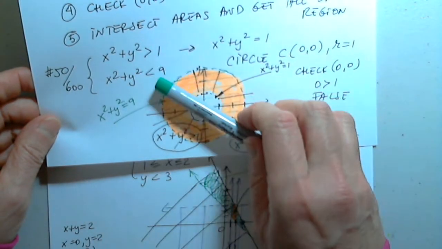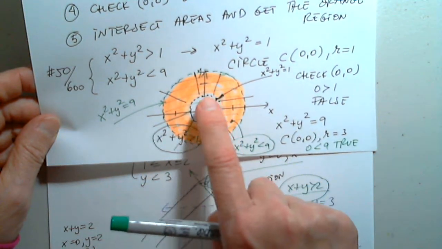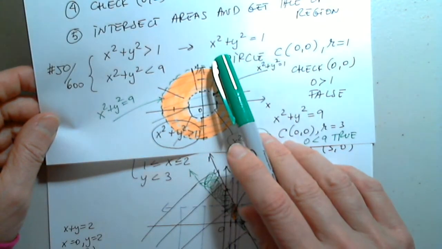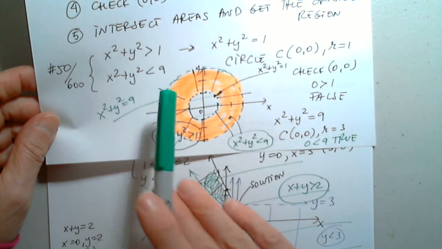Here, this is a circle. They are both circles, and they're not contained, right? So both have to be dashed curves. Centered at 0, 0 with a radius of 1, and centered at 0, 0 with a radius of 3.